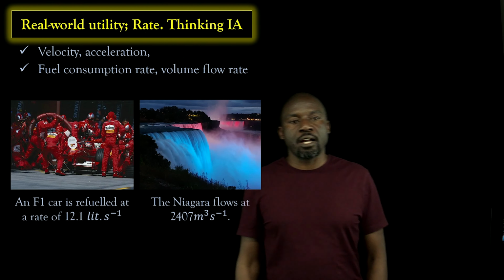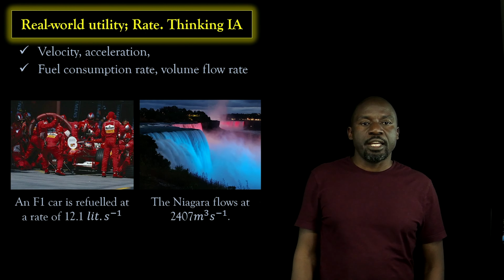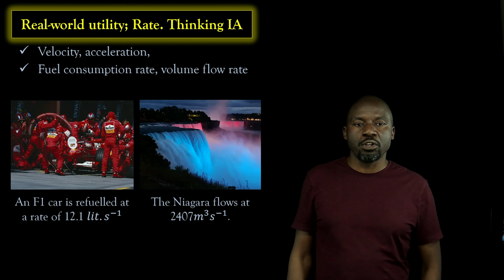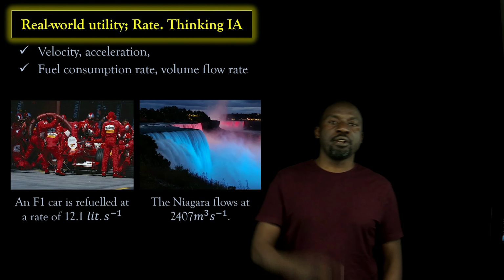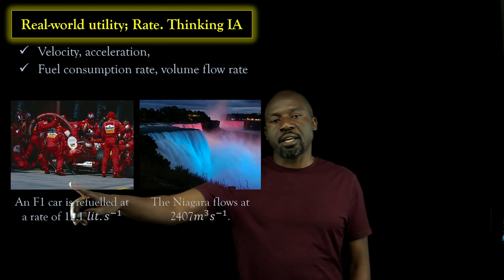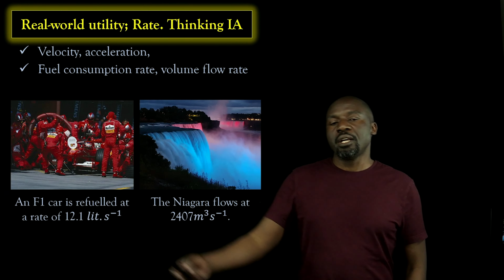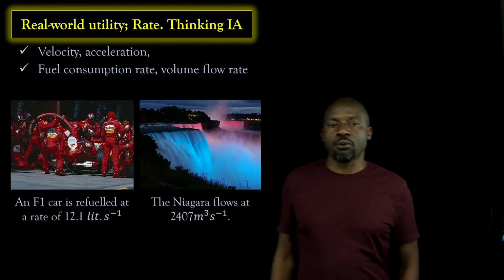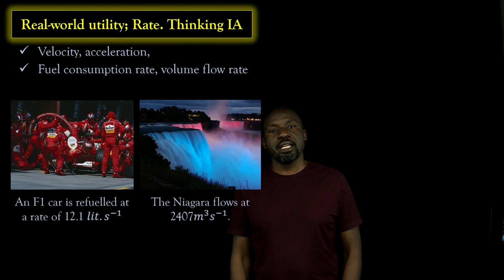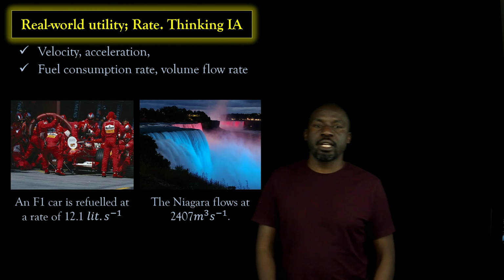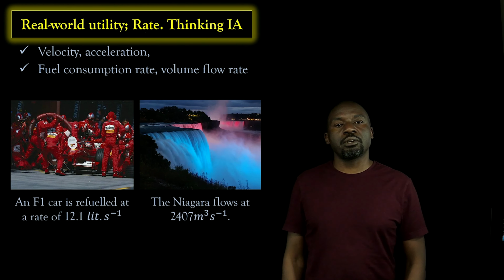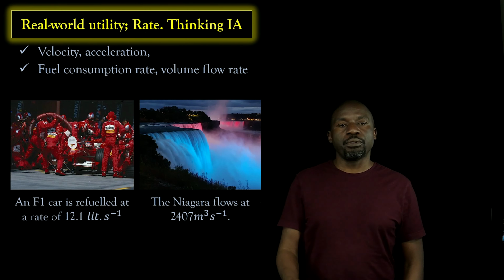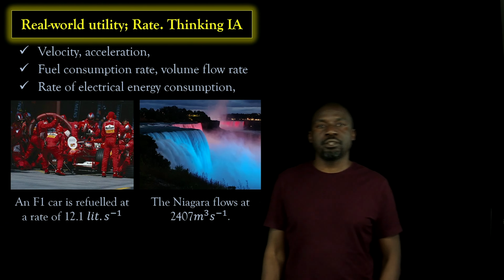Here is the Niagara Falls. Data shows that the volume of water that flows through the Niagara Falls is about 2,407 meters cubed every second. So this would be referred to as volume flow rate. In the case of the Formula One car being refueled, the rate at which volume of fuel goes in is 12 liters of fuel going into the tank every second, right? So here are some practical examples of rates of flow. Okay, volume flow rate is a rate of flow.